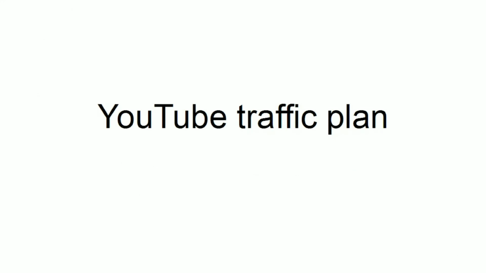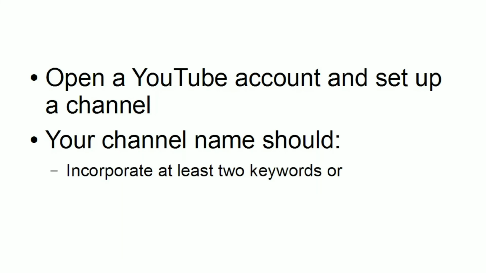Okay, let's put together a YouTube traffic plan. First thing you want to do is open a YouTube account and set up a channel. Your channel name should, of course, incorporate at least 2 keywords or be your business name. That way it can be referenced back to who you are or what you do. Then you want to write a video script, and it's very important that you actually write this out. I'll explain why in a moment.